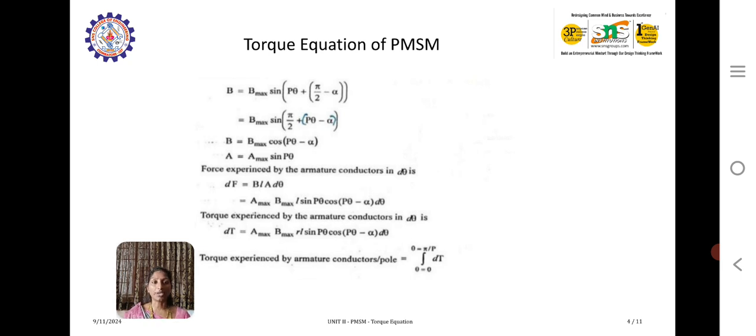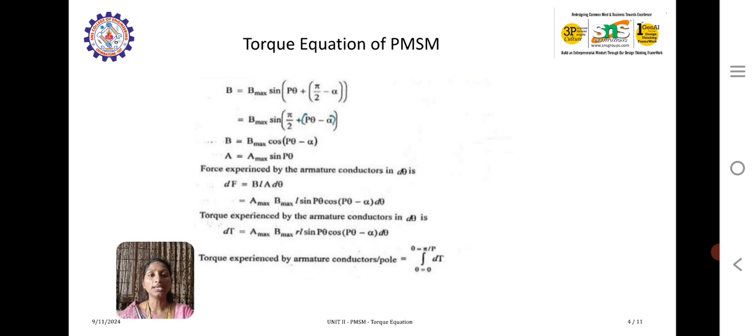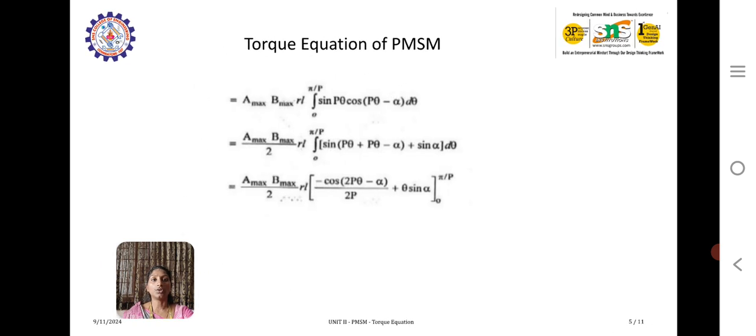Now the torque experienced by the armature conductor per pole. In order to calculate per pole, we have to integrate with the limit 0 to pi by P, which is for the first half cycle, the dT equation. We have the dT equation as A max B max R L sin P theta cos (P theta minus alpha) d theta. A max, B max, R and L are constant, so they are brought outside. Using the formula sin A cos B equal to 1 by 2 times sin (A plus B) plus sin (A minus B), we get the above equation.